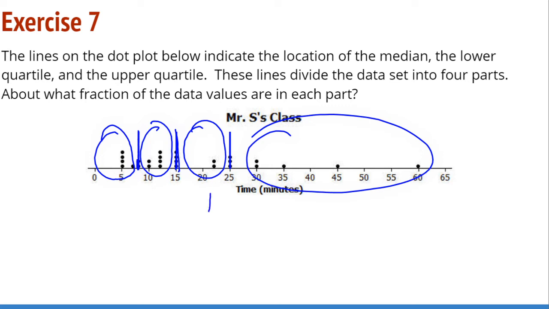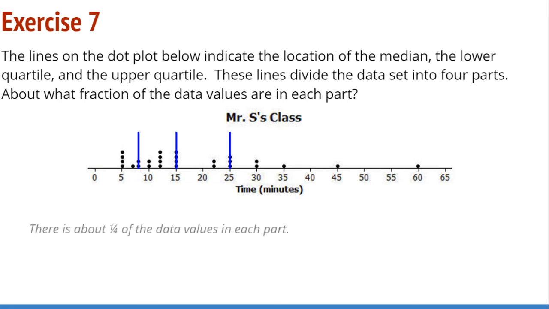So this middle section looks like it doesn't have very much in there, but remember, we're only using one of these 15s. The rest of them are coming in here. We're using only one of the 25s. The rest of them are coming in here. So what we would find is that each of our areas has about 1/4 of the data. We've got about 1/4 of the data values in each part.